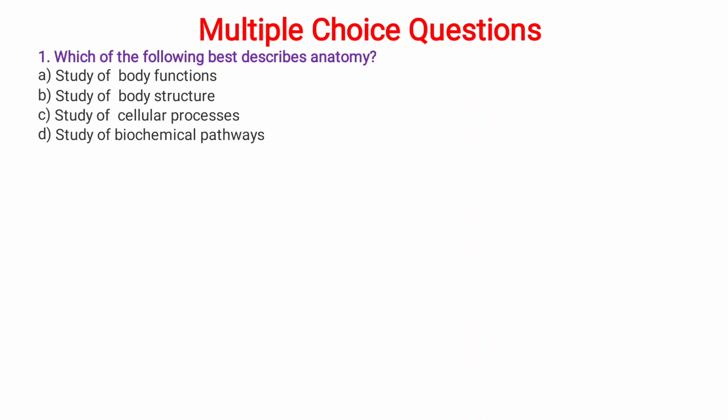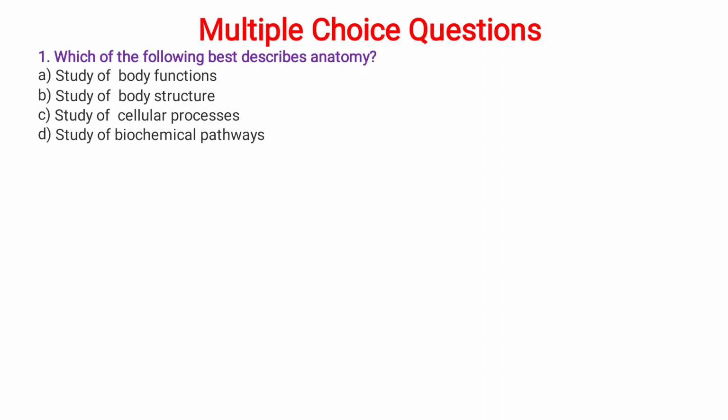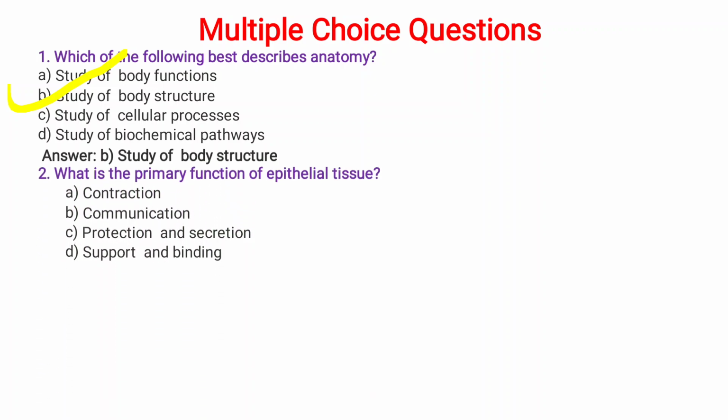First question: which of the following best describes anatomy? First option, study of body functions; study of body structure; B, study of cellular process; and D, study of biochemical. So the correct answer is the study of body structure, because body function is dealt with by physiology.